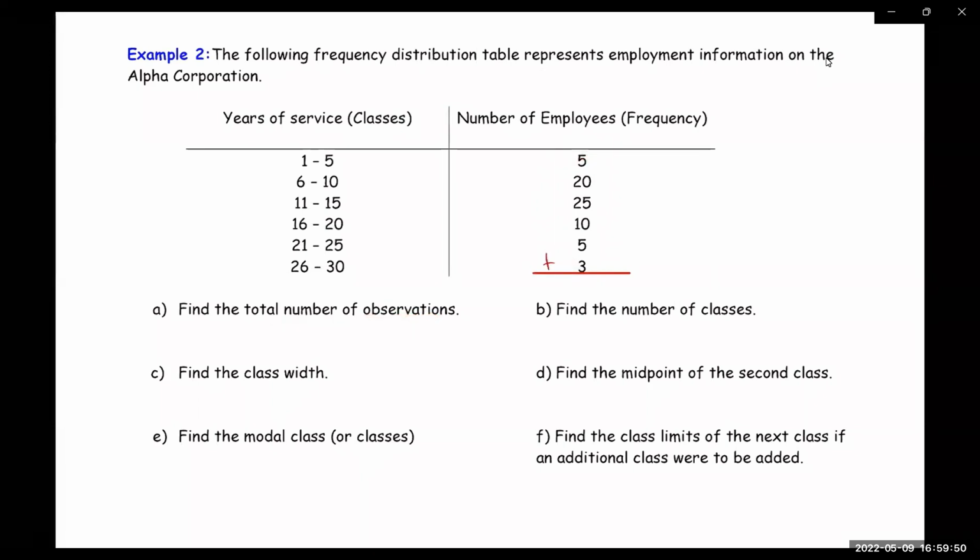So that's going to be 50 right there, 60, 65, 68. So 50, 60, 65, 68. So 68 is the total number of observations.